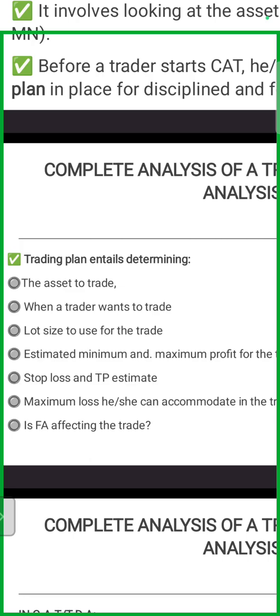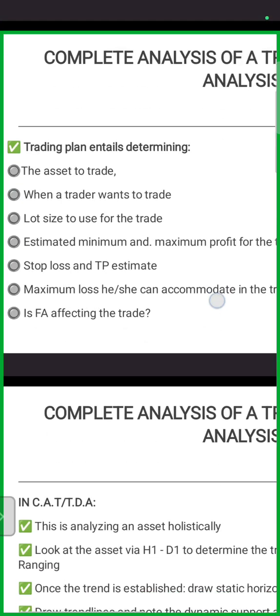Then always ask yourself this question: is fundamental analysis affecting the trade? So before you take the trade as well, you must be aware of the fundamental analysis. So you must have checked your Forex Factory before you place any trade. That's the first thing. Go to Forex Factory and check if there are news affecting that asset. If there are no news, then you are good to go. You can now focus on technical analysis that has given you direction. So once you know that there's no news, then you go straight to the technical analysis.